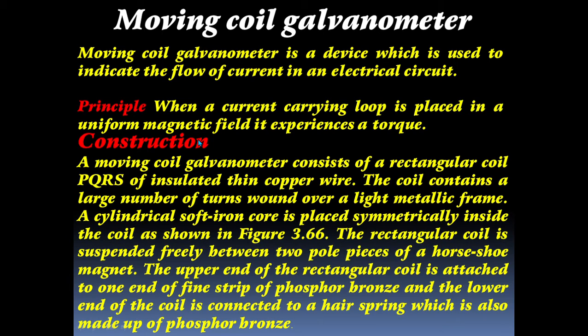Construction. So, what are the parts in a moving coil galvanometer? A moving coil galvanometer consists of a rectangular coil PQRS of insulated thin copper wire. The coil contains a large number of turns wound over a light metallic frame. A cylindrical soft iron core is placed symmetrically inside the coil. The rectangular coil is suspended freely between two pole pieces of the horseshoe magnet.